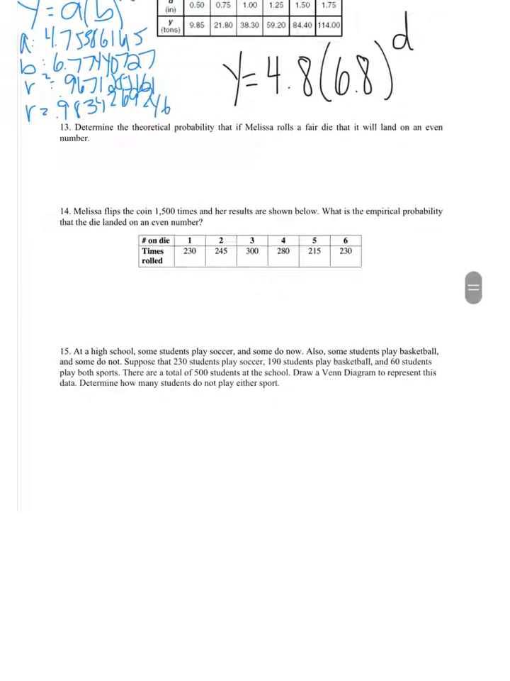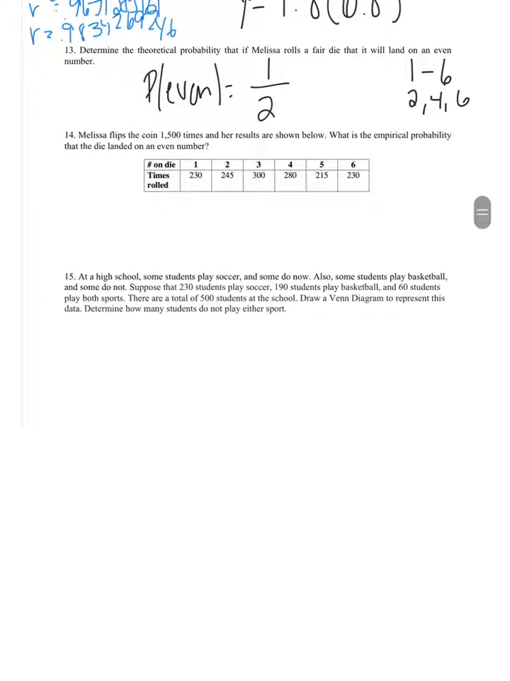All right, 13. So we're going to talk about probability now. So for 13, this is talking about theoretical probability. This is based on what you think would happen. This is not based on any experiment. So, for example, Melissa rolls a die that it will land on an even number. So a die is 1 through 6. So you have 2, 4, or 6 out of 6 possibilities. So the probability you would expect would be 1/2. Again, this is theoretical probability, of an even would be 1/2.